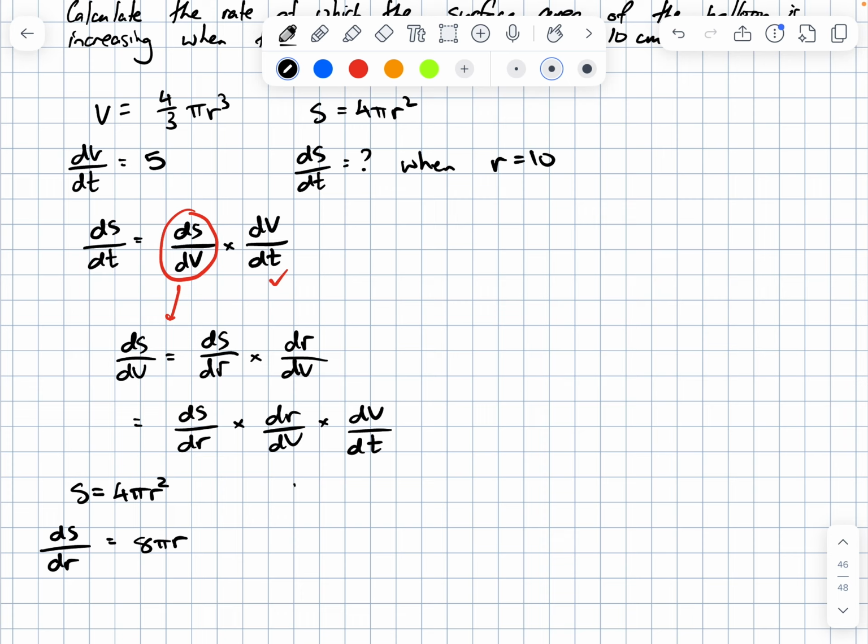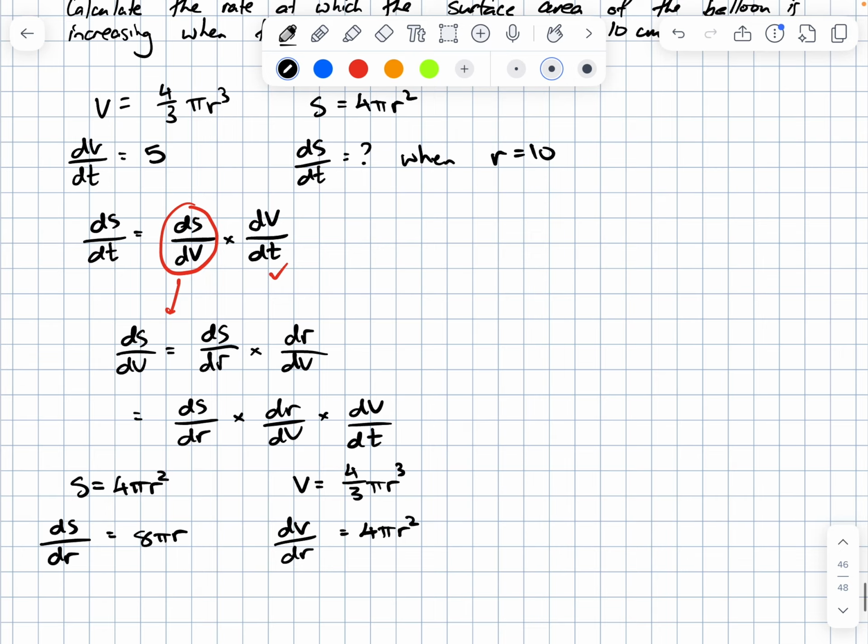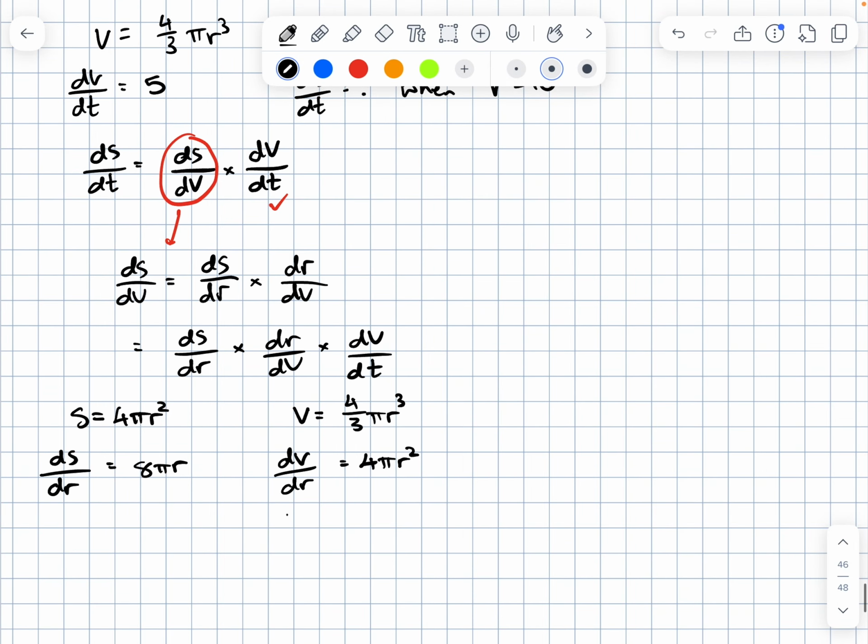dr/dv, well, I think it's easier to find dv/dr and then flip it. Rewrite the equation for volume again, 4/3 pi r cubed, and differentiate. dv/dr equals, multiplying by 3 gets rid of the third, so we get 4 pi r squared. Interestingly, the derivative of the volume of a sphere gives you the surface area of a sphere equation. Now that means that dr/dv is 1 over 4 pi r squared.